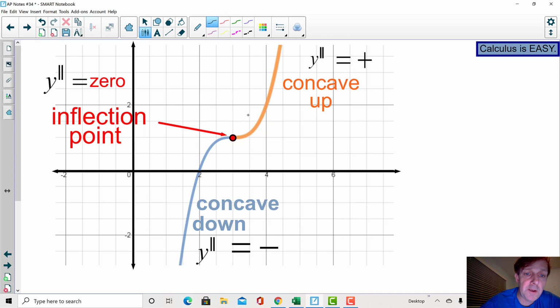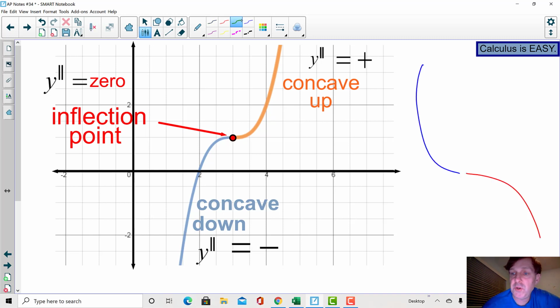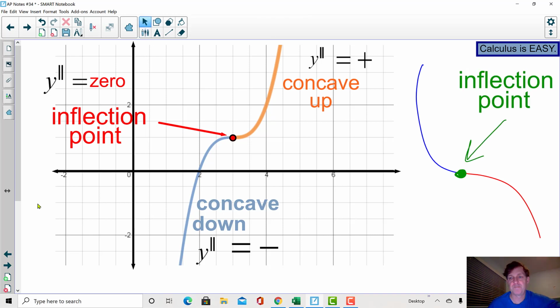Now at the spot where we change from concave down to concave up, we have a point that we're going to call an inflection point. At that spot, the second derivative is going to be 0. But the reason why we call it an inflection point is because we change concavity. So you can change from concave down to concave up, and that point will be called an inflection point. Or you could change from concave up to concave down, and that point would be called an inflection point.